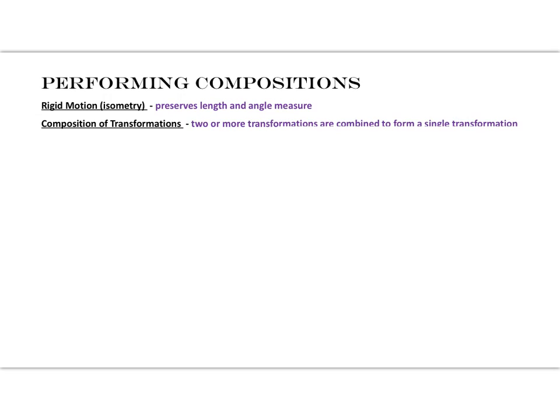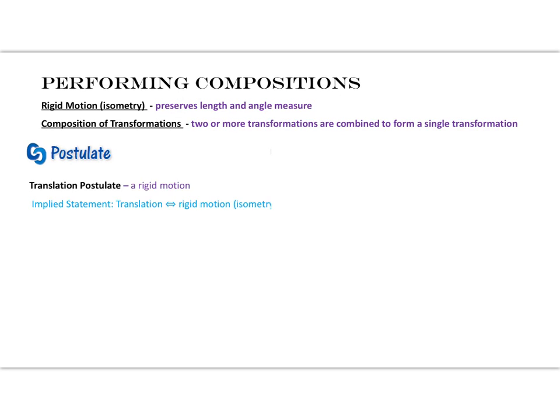And then a composition of transformations is when we have 2 or more transformations that are combined to form a single transformation. All right, so our first postulate is our translation postulate, which simply means a rigid motion. And we just mentioned that a rigid motion preserves length and angle measure. So when I say rigid motion, I'm saying that the length and angle measures all stay the same as I move around in a coordinate plane.